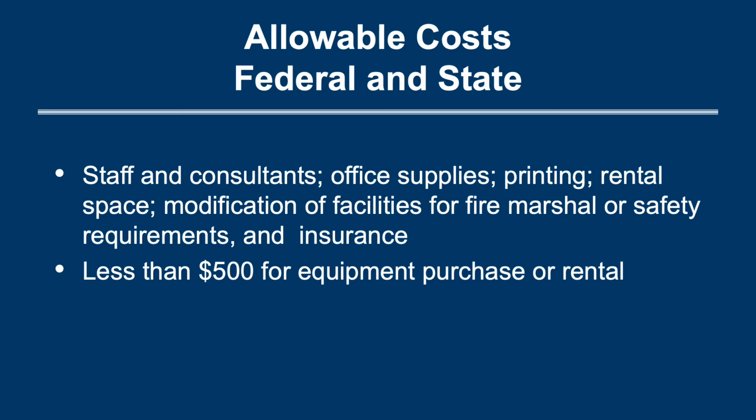Allowable costs include staff and/or consultants to carry out project activities, printing, rental space, and office supplies. You may also use funds to modify facilities to meet the fire marshal or safety requirements, pay for insurance coverage, and purchase or rent equipment with a value of less than $500. If your project includes travel, including mileage, you must use California state reimbursement rates. Directions for where you can find the California state rates can be found in the RFP.